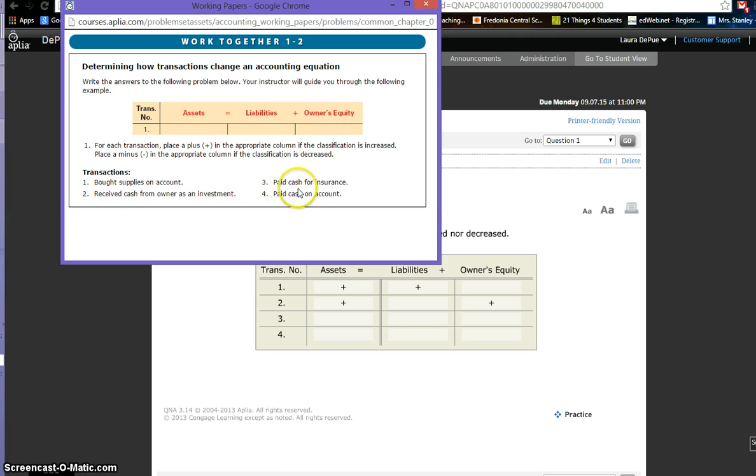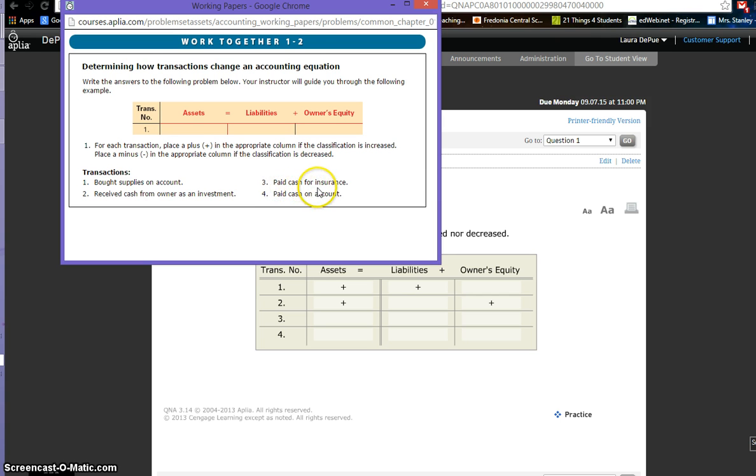Third transaction, paid cash for insurance. So every company has to have insurance in order to operate legally. So we paid cash for that insurance. Usually we pay for a term of 6 months or a year. So it doesn't really matter at this point, but we paid cash for some type of insurance. We know that cash is an asset and also insurance is an asset. We call it prepaid insurance, if we haven't talked about that already, because we pay it in advance.